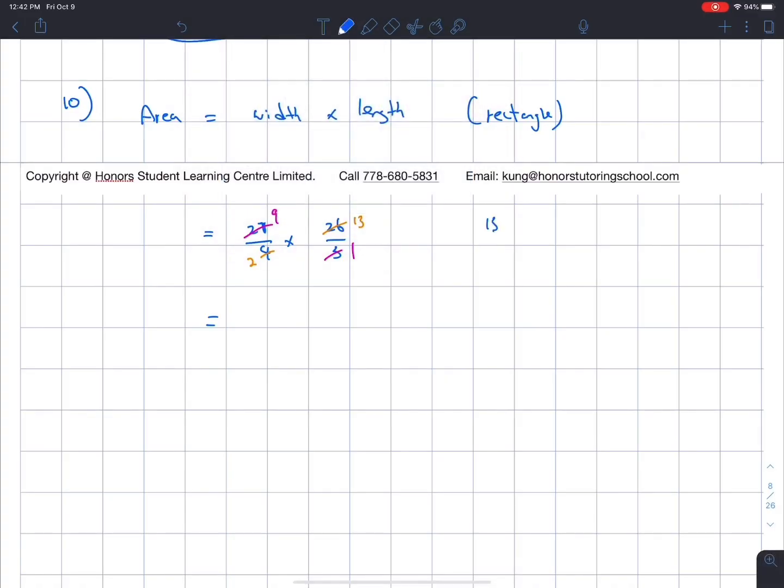So now I have 13 times 9 for the numerator. 9 times 3 is 27, 9 times 1 is 9, plus 2 is 11. So I get 117/2. I can change this back to a mixed fraction. 2 times 5 is 10. 2 times 8 is 16. So I get 58 and 1/2. And this will be in inches squared. So area is always in square units. It's in inches because both the width and the length are in inches.